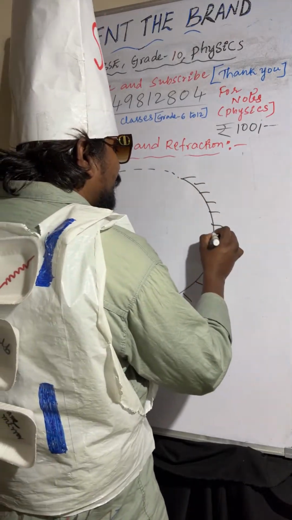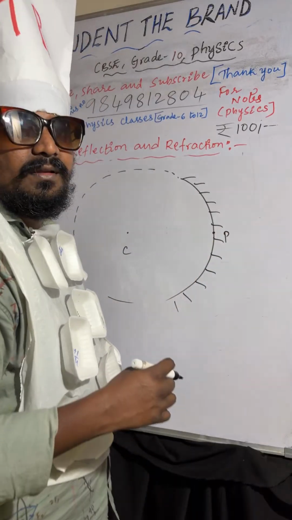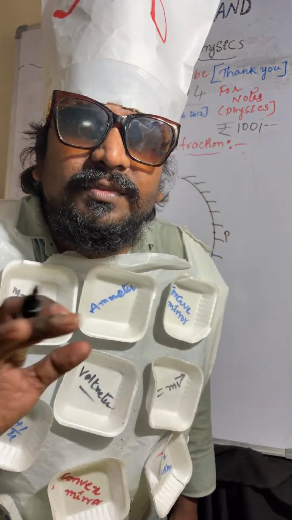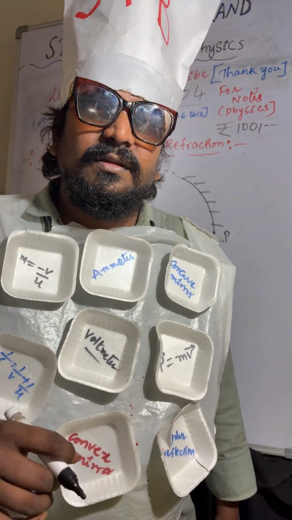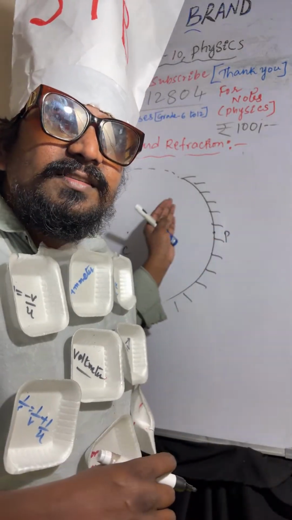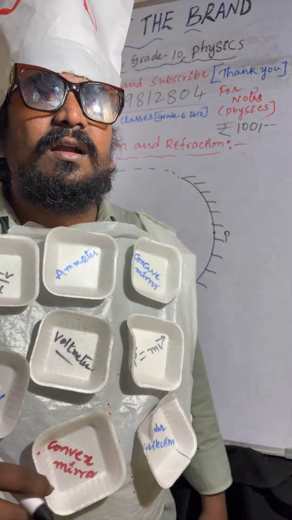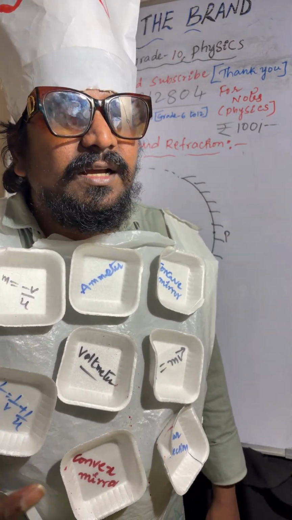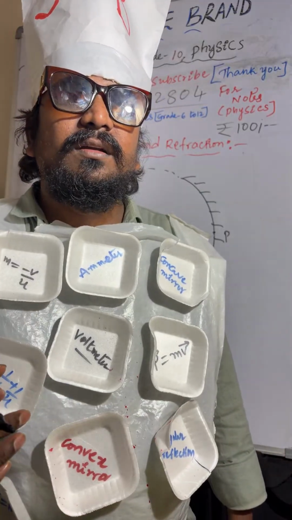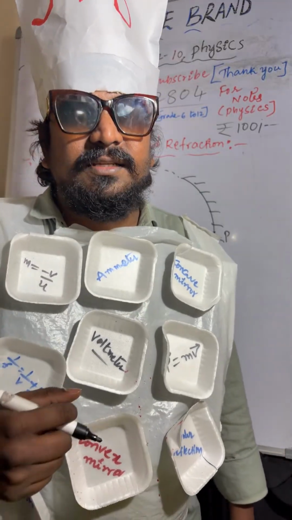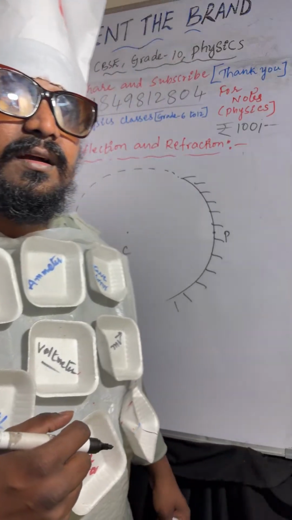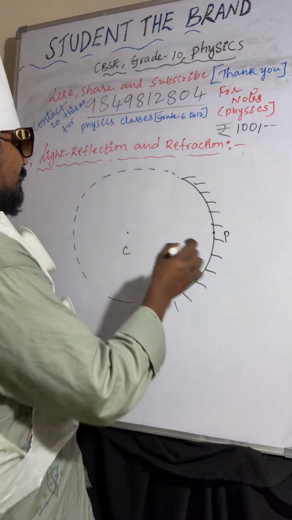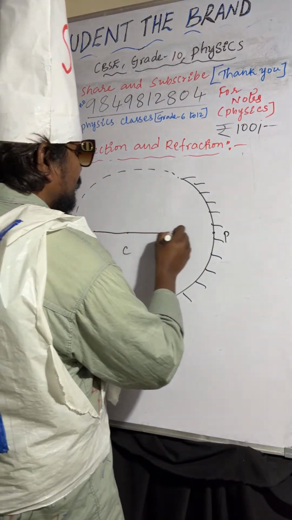The midpoint of the mirror is called pole. The line joining the center of curvature and pole is called principal axis.